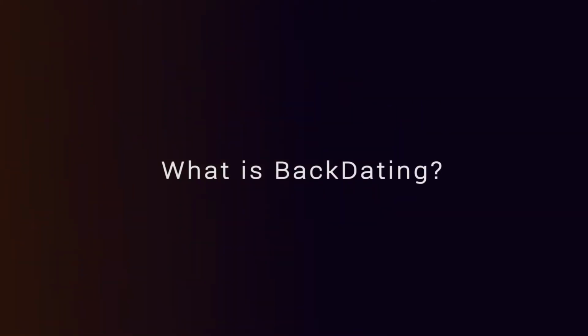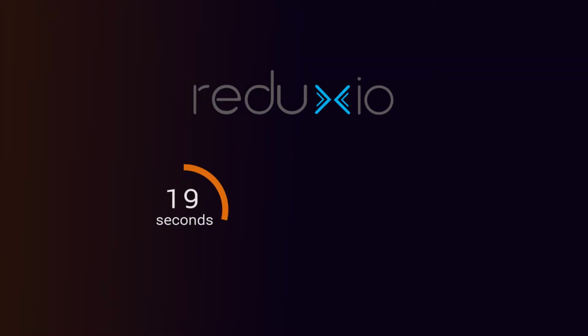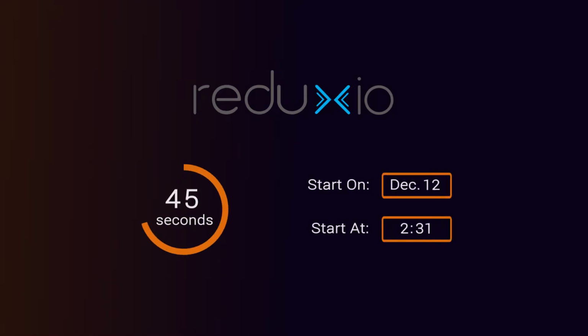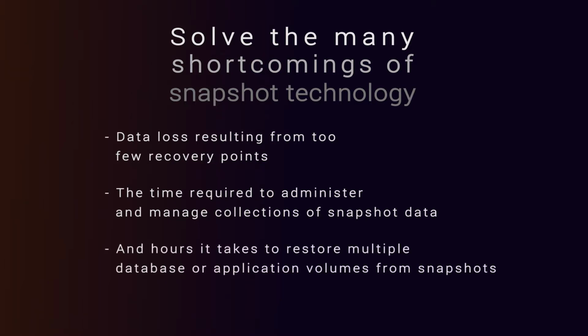So, what is backdating? Backdating is a new technology implemented in all Reduxio storage systems that allows you to recover data on a second-by-second basis instead of from discretely scheduled snapshots. Backdating was designed to solve the many shortcomings of snapshot technology, such as data loss resulting from too few recovery points, the time required to administer and manage collections of snapshot data, and the hours it takes to restore multiple database or application volumes from snapshots.